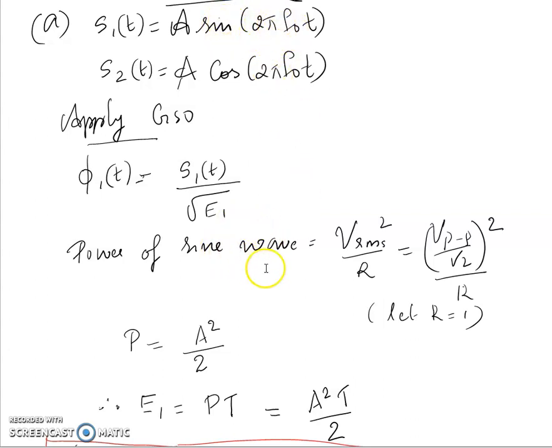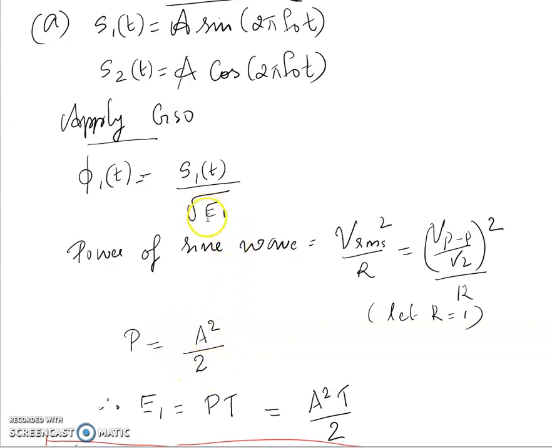We know the power of a sine wave. The power of a sine wave with an amplitude A will be given as V RMS square by R, where V is the RMS value. The RMS value is peak value divided by root 2, that is A by root 2 the whole square by R. Consider R equal to 1. So the power of a sine wave or cosine wave is usually given as amplitude square by 2. Just substituting, we get A square by root 2 square, that is A square by 2.